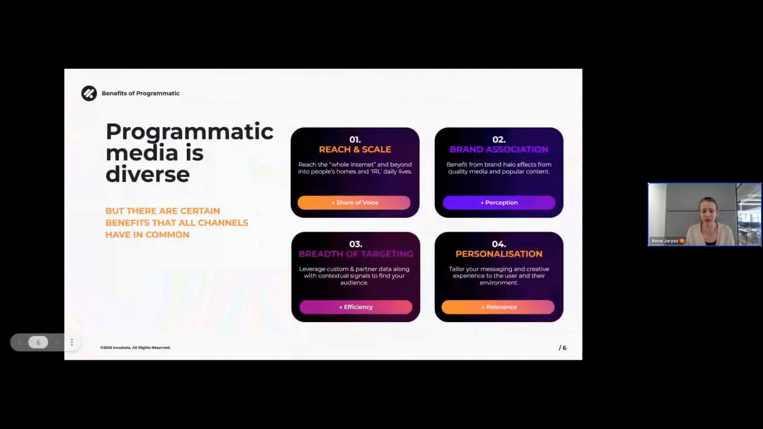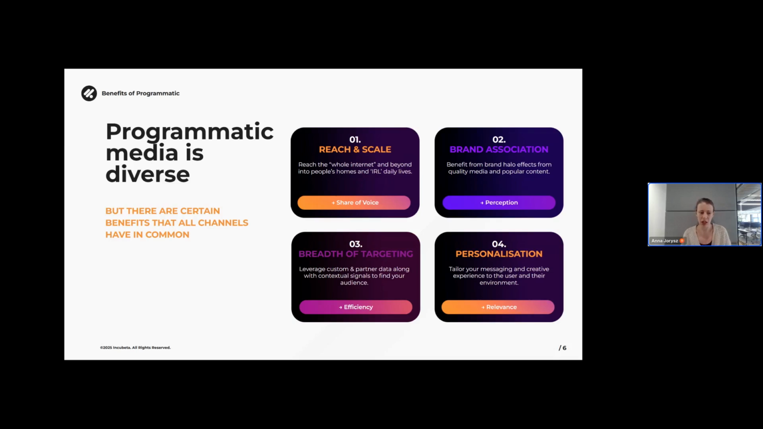Programmatic, as we've mentioned, is very diverse. There are a lot of different channels, and clearly you're going to be using CTV to achieve something quite different to, say, a native campaign. But I do think there are some commonalities across all of them, which is why they're worth talking about as a full set in terms of the benefits they bring to your campaign. The first of those is reach and scale. That 30% figure speaks for itself. But what you're doing with programmatic is reaching the whole internet, and beyond it. You're reaching into people's homes through their TVs.